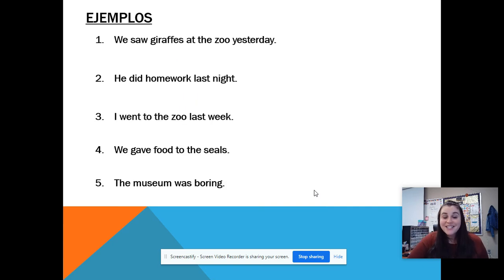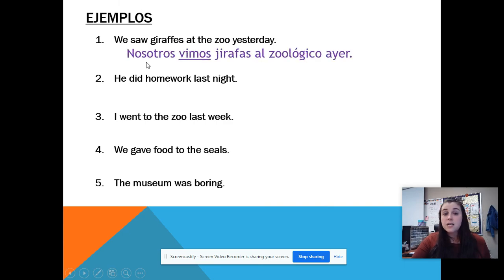Our 5 sentence translations here, we're going to decide which verb to use, which of our 5 irregulars, and then translate the rest of the sentence. So we saw the giraffes at the zoo yesterday. Saw is our verb ver. We're going to conjugate it for we, for nosotros. So we're going to have nosotros vimos jirafas al zoológico ayer. Número dos, he did homework last night. To do homework is hacer la tarea. So we're going to conjugate hacer for he. Hizo la tarea anoche.